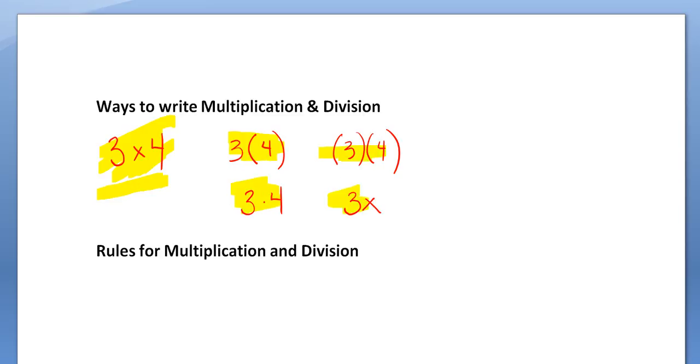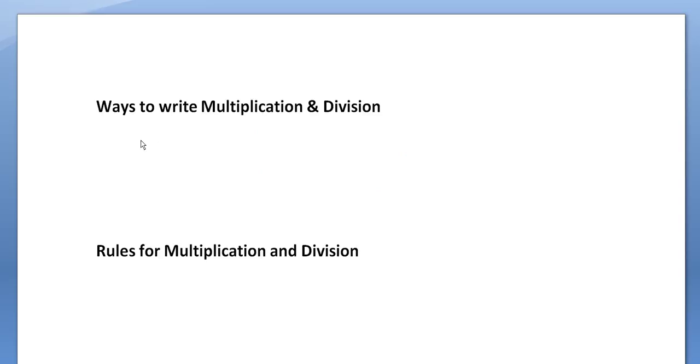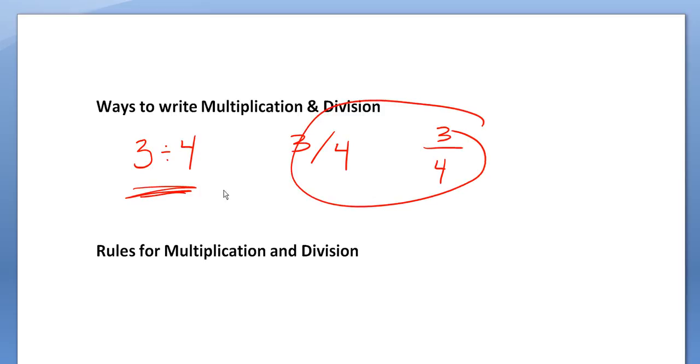Division has the same issue. Back when we first learned division, we wrote it like this, 3 ÷ 4. This I still use occasionally, but you're going to see things like this, 3/4. You're going to say, hey, that looks like a fraction, but the truth is fractions are just a division problem, and so this really does mean 3 divided by 4, and I also can write it like this, 3 divided by 4. All of these are ways to show division. Both of these are ways you'll see much more common than this one. This one you won't see too often. Still comes up occasionally.